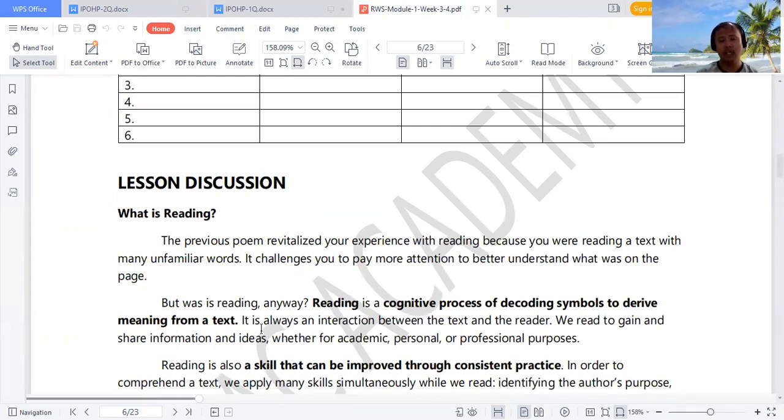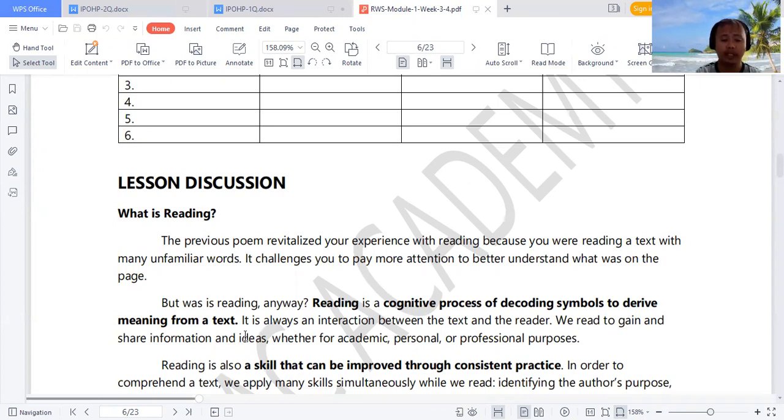There should be a cycling process. When I say cycling process, there is a give and take. You understand with emotions, with feelings towards the text, and the text, of course. You're going to understand what is happening in the text that you're reading, especially when you follow the punctuations. So interact with the text when you do reading. It is also a skill that can be improved through consistent practice.